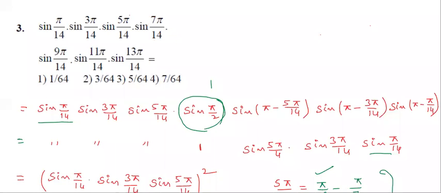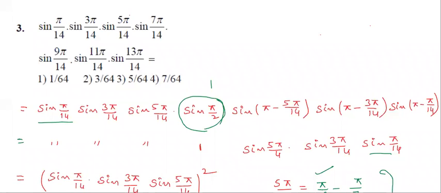In the previous class we completed up to level 2, second problem. Okay, now see here, third problem: sine pi by 14, sine 3 pi by 14, sine 5 pi by 14, sine 7 pi by 14, sine 9 pi by 14, into sine 11 pi by 14, sine 13 pi by 14.